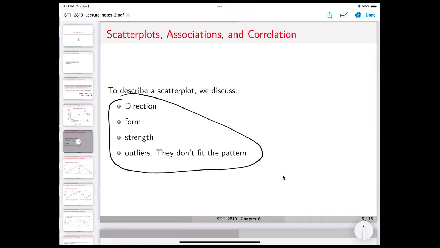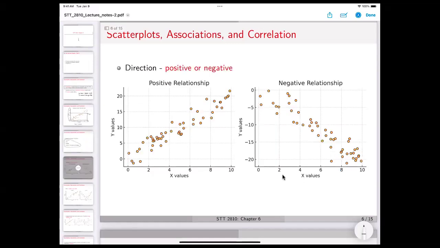Is that okay? So for you to be able to see an outlier in the scatter plot, you see that it's far from the rest of the data points. It doesn't fit the pattern. Is that okay? Good. So now let's describe the direction. So for the direction, the direction is either going to be positive or negative. Is that okay? So what does a positive mean?